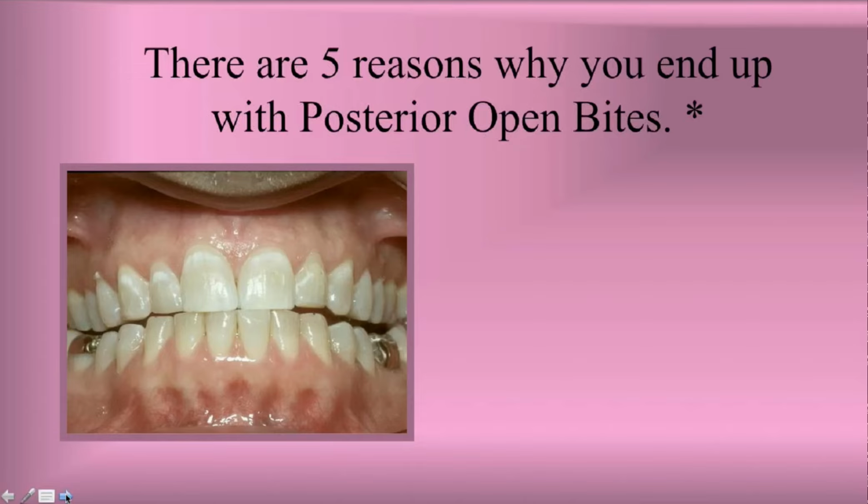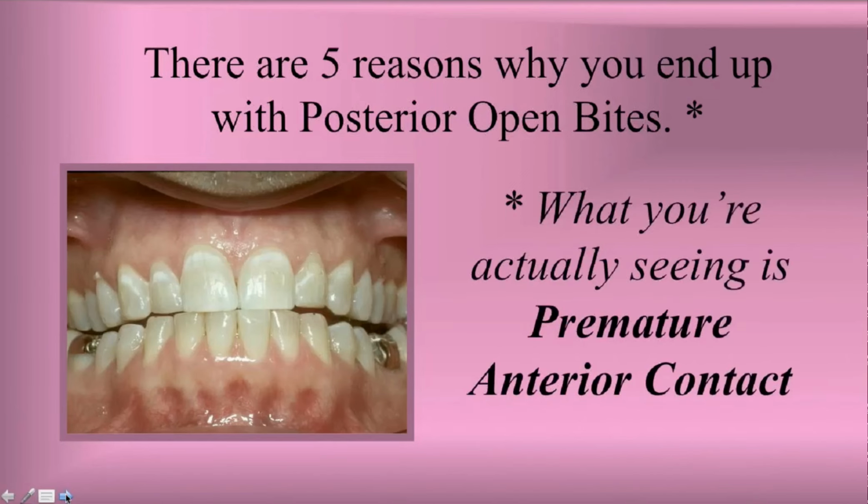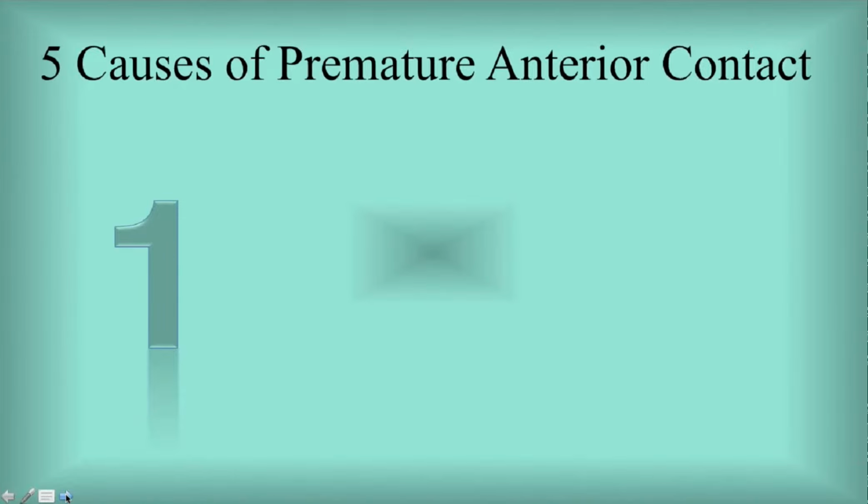And I'd like to share with you that there are at least 5, perhaps others, but at least 5 main reasons why you end up with posterior open bites. And in a moment, you will see that none of those 5 have anything to do with posterior molar intrusion. What you're actually seeing is premature anterior contact. It's the front teeth hitting first before the back teeth get together. And you'll see why that's very prevalent. So let's review 5 causes of premature anterior contact.